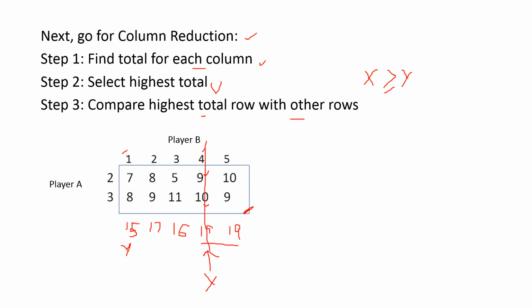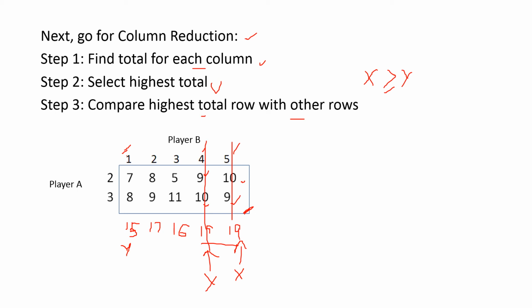Now the next highest is 19. This is x. Compare again: the fifth column and the first column. 10 is greater than 7, that is correct. 9 is greater than 8, that is also correct. Now ignore this column. Now you have columns 1, 2 and 3 with you.